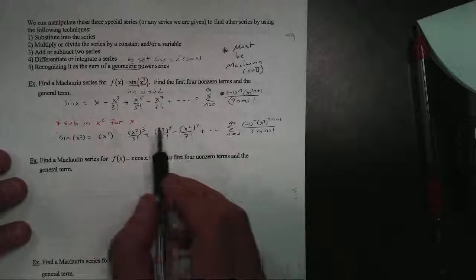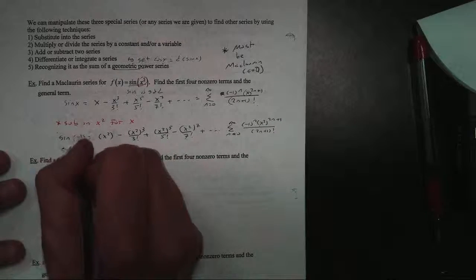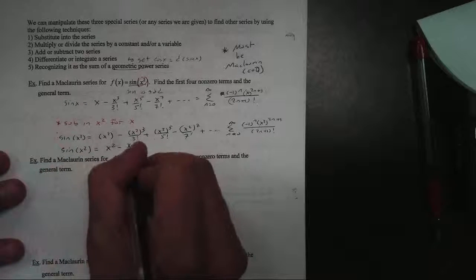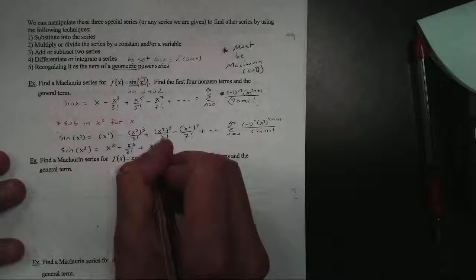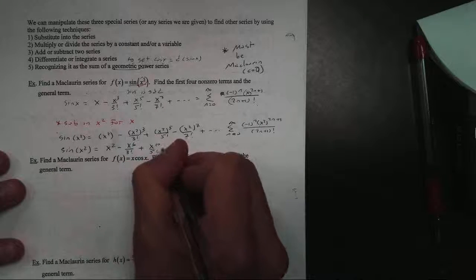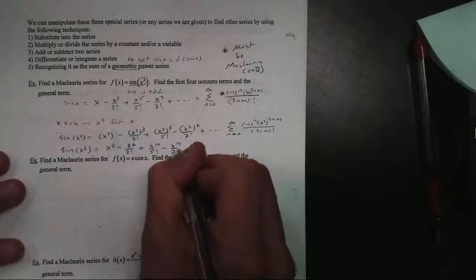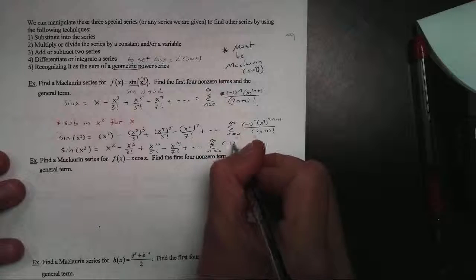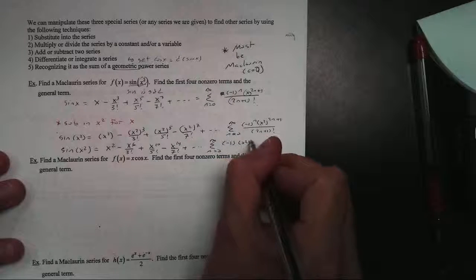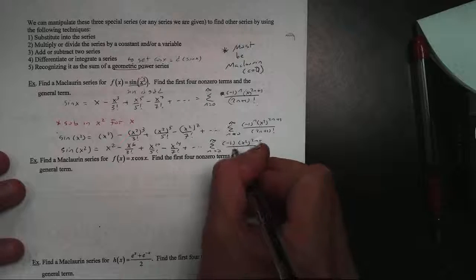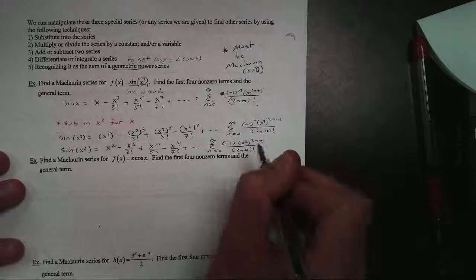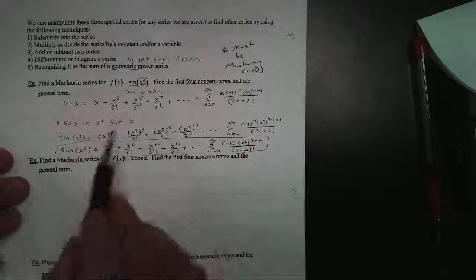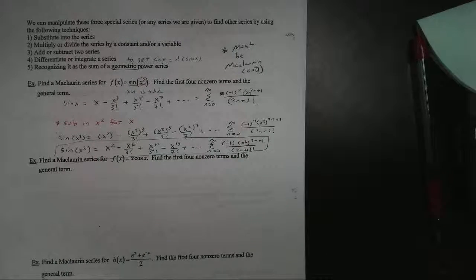Now I will simplify this. I don't like the way that looks, so I can write sine of x squared equals x squared minus x to the 6th over 3 factorial plus x to the 10th over 5 factorial minus x to the 14th over 7 factorial plus dot dot dot all the way to my general term, negative 1 to the n, and let's keep that as x squared to the 2n plus 1 over 2n plus 1 factorial. And there we go. So much quicker than doing those derivative rules.